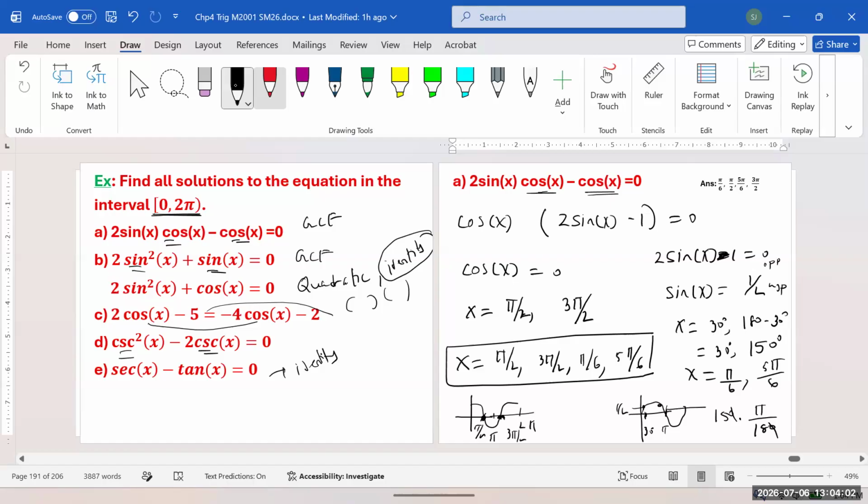Or GCF. We have cosine, right? In both terms, we have cosine. So factor out cosine as a common factor. From the first term, we are left with sine x. From the second term, we are left with 1. So GCF, that's why I wrote here, GCF. Our GCF is cosine x. So factor out cosine x.